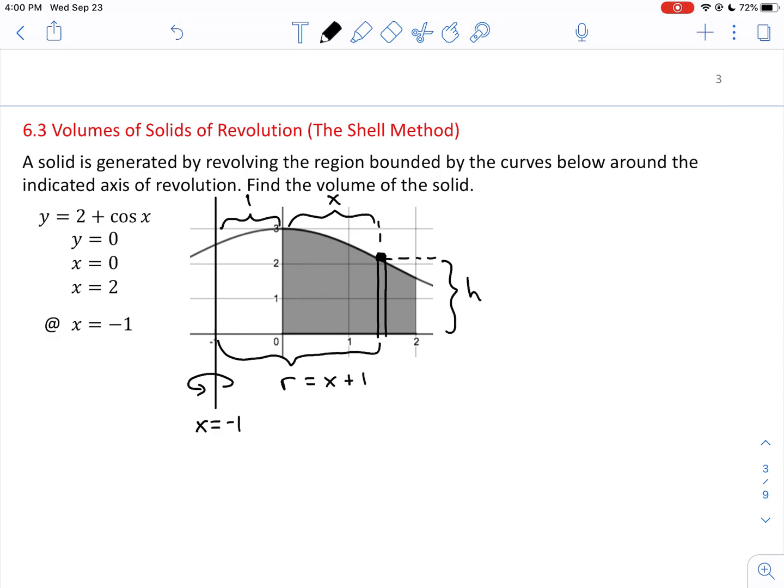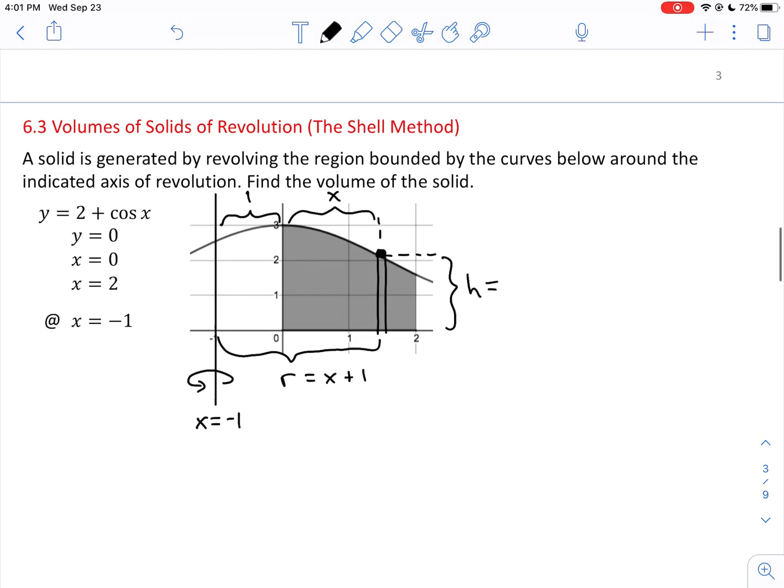Also remember that you could think of this vertical strip being at location x, and so when you want to figure out how far apart two vertical lines are, you do the right one, which is x, minus the left one, which is -1, right? And that also confirms that you get this x plus 1 is that distance.